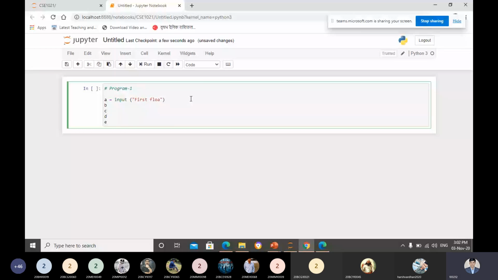First float number. Now just copy and change it. It's smart programming I'm doing here. If I need to type the same thing, it's a better idea to use Control C and Control V. This would be the second, this would be the third, this would be the fourth, and we have the next one, that is the fifth.